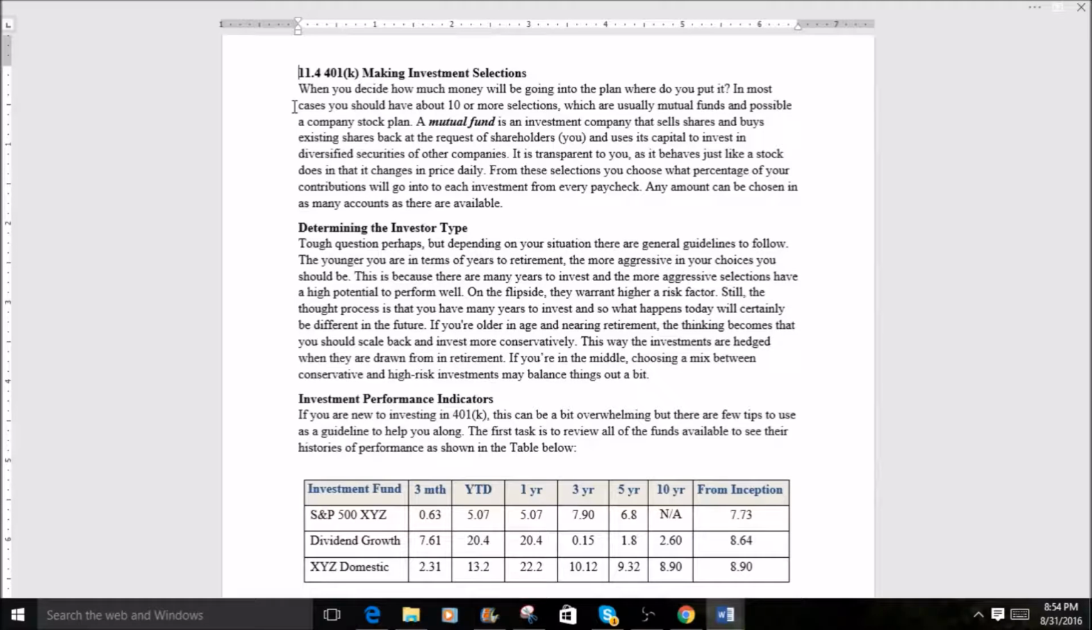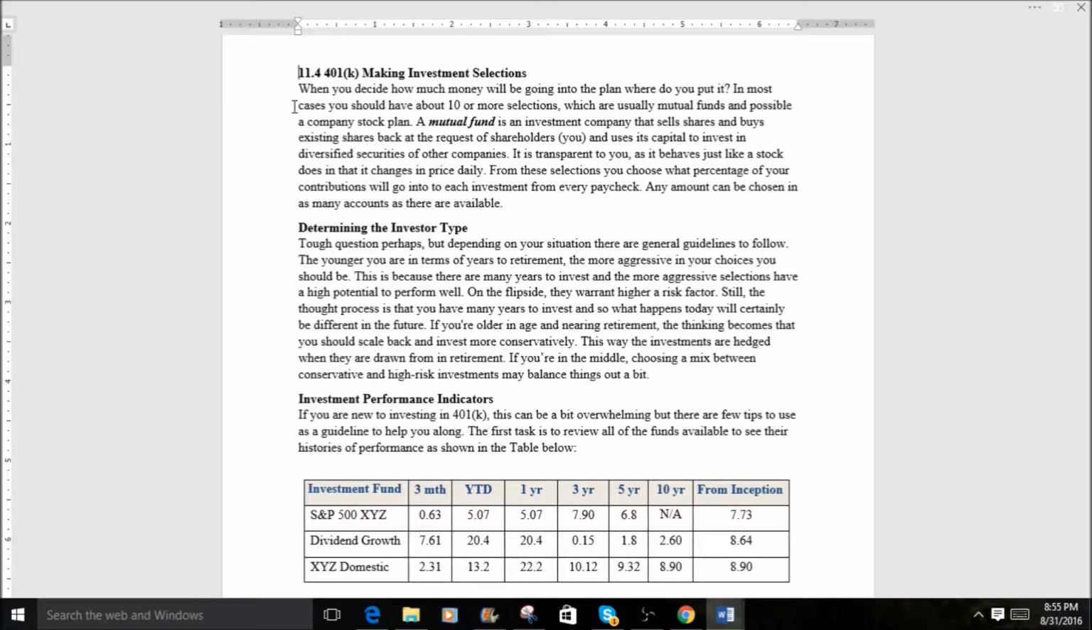Okay, now we're into section 11.4 for the 401k, where you make investment selections. When you contribute to your 401k, you will have an account that you go to, and it will allow you to input money into all the investment selections that you choose. Usually there's a good 20 or 30, depending on the plan. Some might have 10, some might have 40, but either way, there's usually a good amount of selections of investments that you can put your money into.